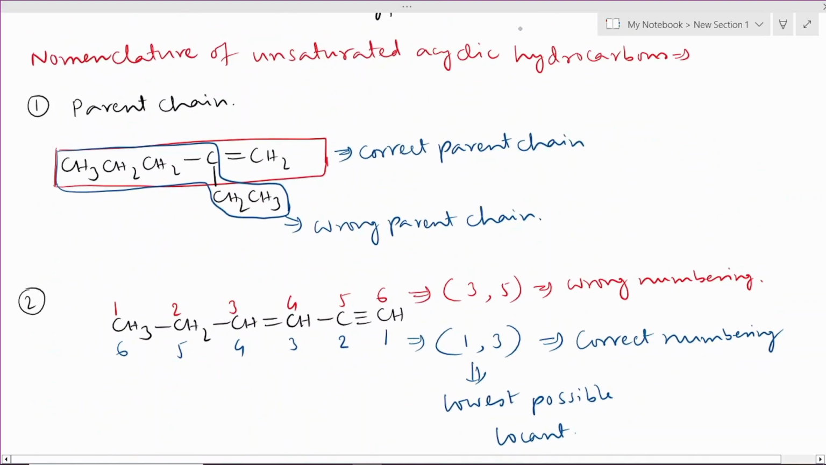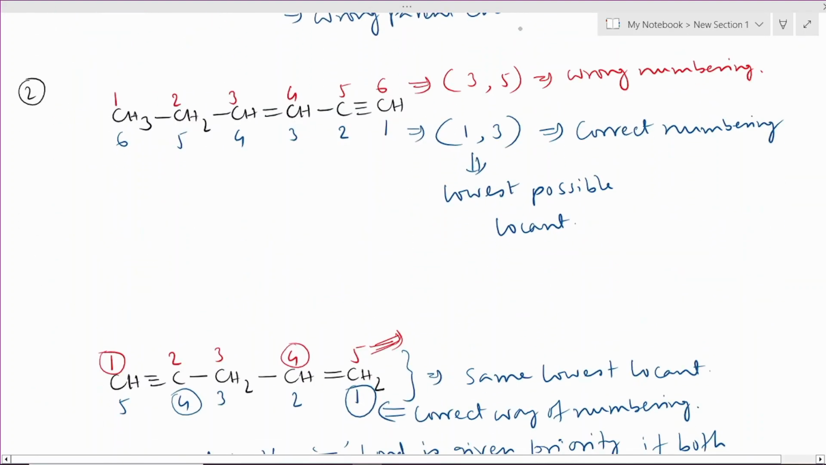So after taking all these points in mind, if we do the IUPAC nomenclature of this unsaturated acyclic hydrocarbon, it will be hex-3-en-1-yne. As this carbon chain contains 6 carbons, it will be hex, and in the 3 position there is a double bond, so it will be en, and the e of en is omitted, and 1-yne because in the 1 position there is a triple bond.